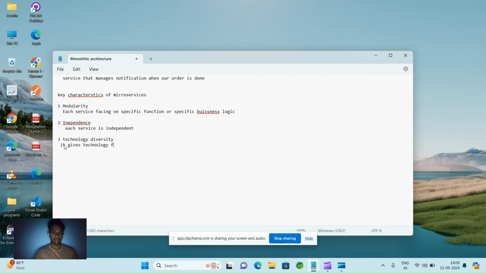Okay, fault isolation. Like I told you before, they are independent services. So when one service crashes entirely, it does not affect another service. So fault isolation is very beneficial for us. It gives more security to us.